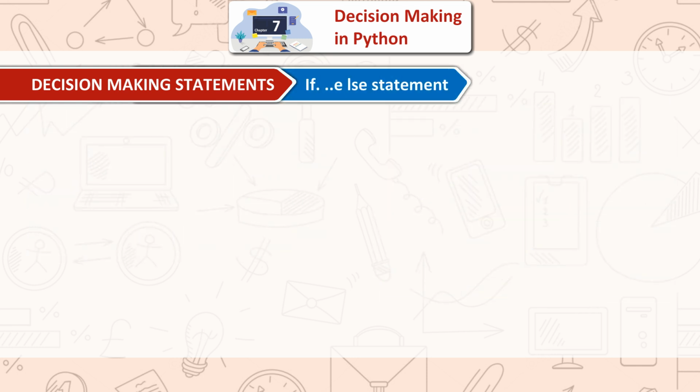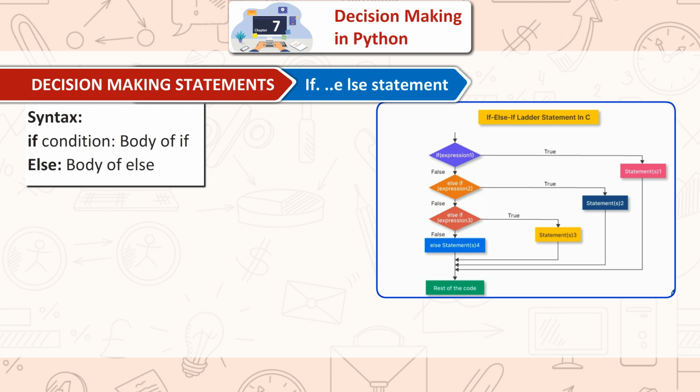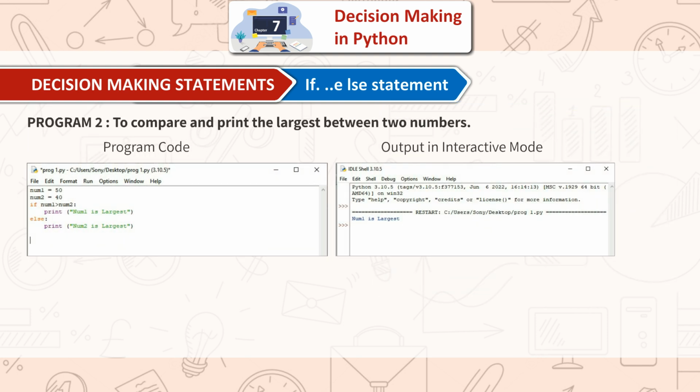If-else statement. The if-else statement checks for a condition. It is an extension of the simple if statement. The if statement will check the condition. If it is true, the if block statement is executed. If the condition is false, then it executes the else block statement. Syntax: if condition, body of if, else, body of else.